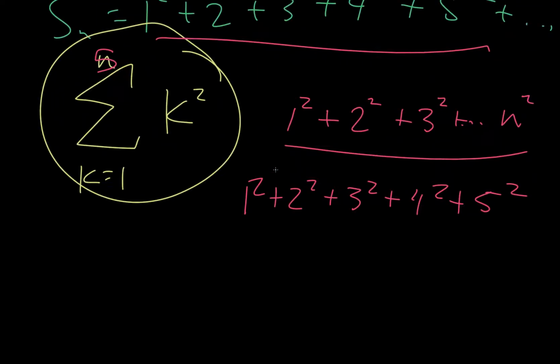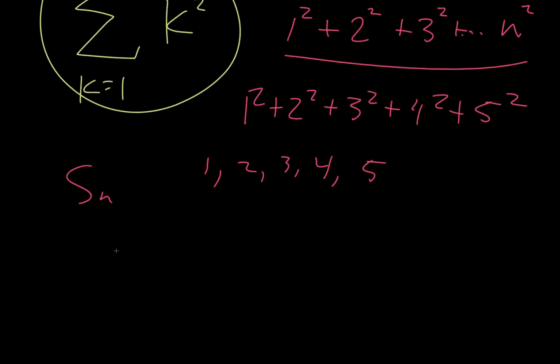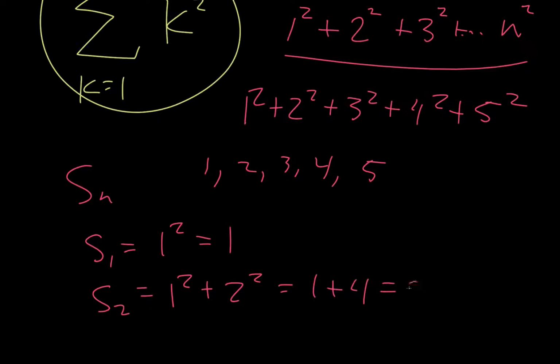So, second part, it says find S sub n, for n equals 1, 2, 3, 4, and 5. So 1, 2, 3, 4, and 5. That explanation I did in pink right here applies heavily to this. So S sub 1 is just 1 squared, which is 1. S sub 2 is going to be 1 squared plus 2 squared, meaning we just do the two terms, which is 1 plus 4, which is 5.